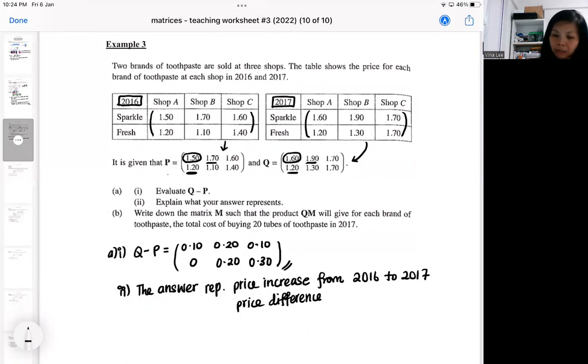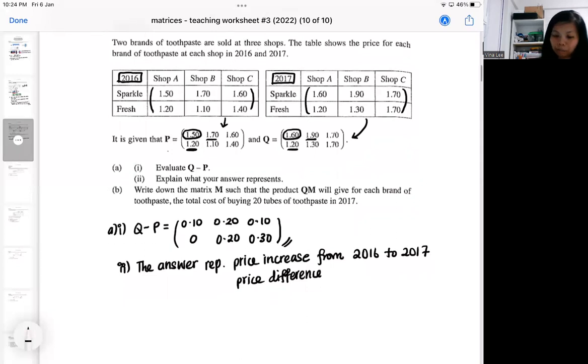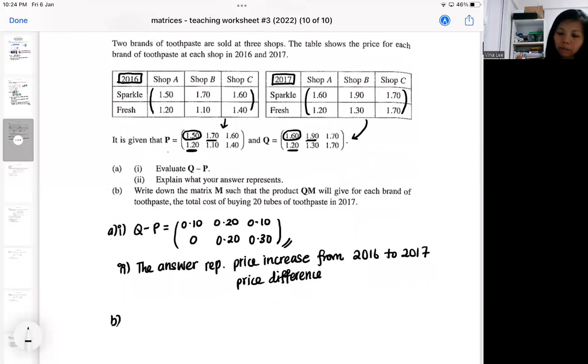Now part B is the one that's a bit difficult. You're supposed to write down the matrix. They didn't even want you to do the multiplication. You're supposed to write down a matrix that will give, for each brand of toothpaste, there are 2 brands of toothpaste, the total cost of buying 20 tubes. I think they forgot to type in this part: from each shop. The total cost of buying 20 tubes from each shop.